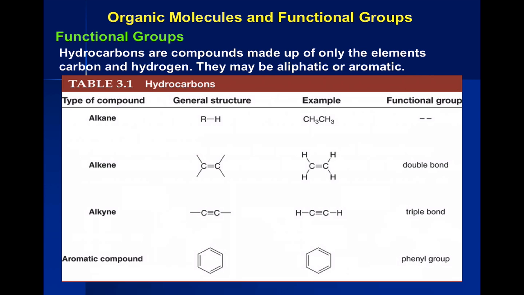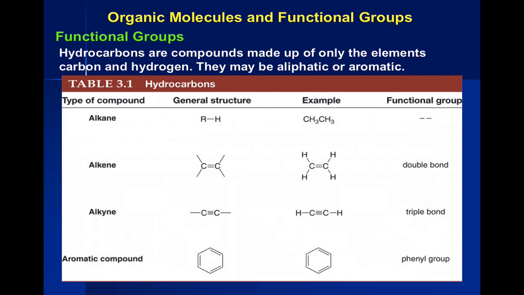So again, I'm going to give you a list of functional groups. You need to commit these to memory. The alkane, we say, has no functional group. The alkene, it's the double bond. The alkyne, it's the triple bond. The aromatic compound, it's the phenyl group. This benzene ring is also known as a phenyl group when placed into a molecule. So for the hydrocarbons, that's pretty much it.